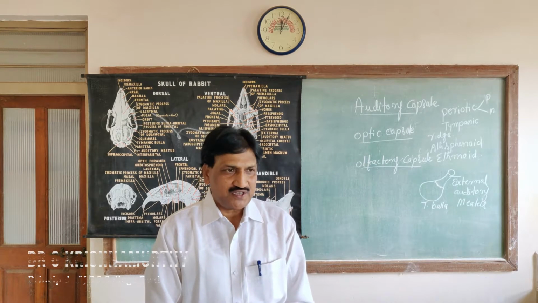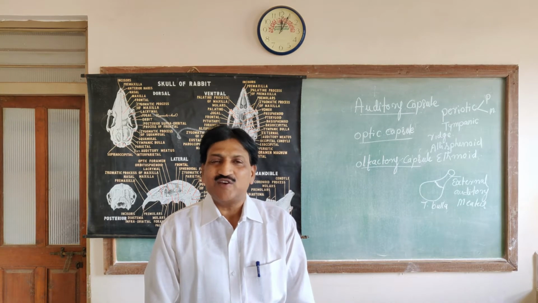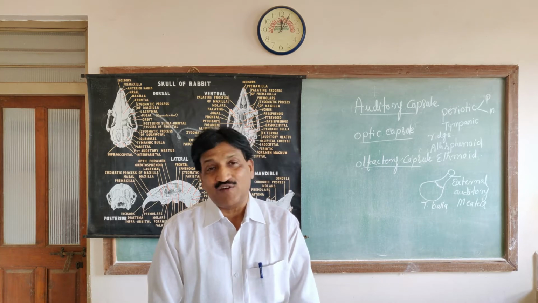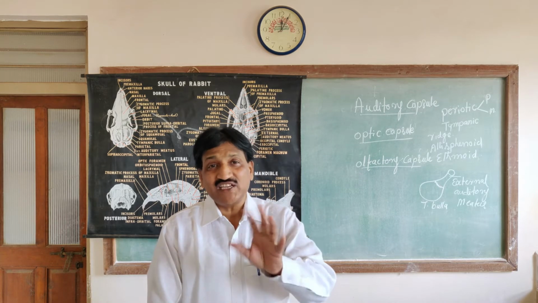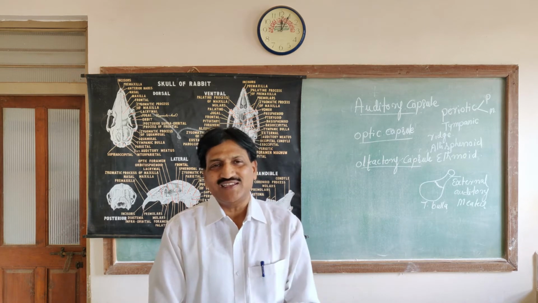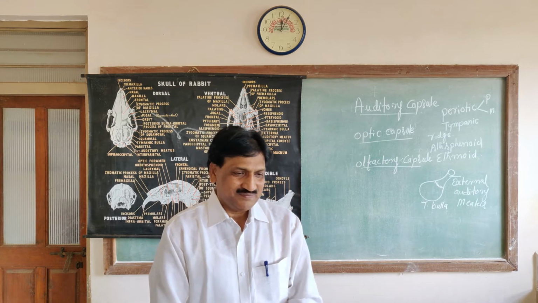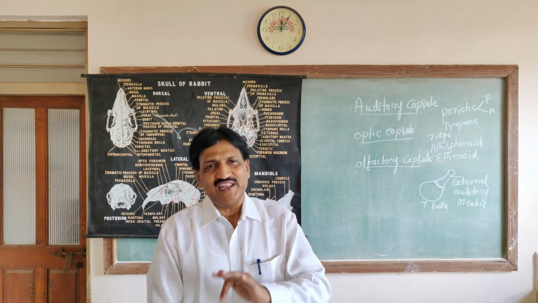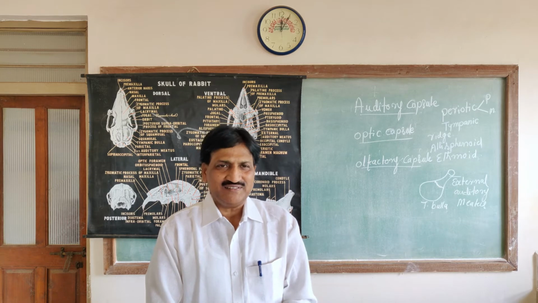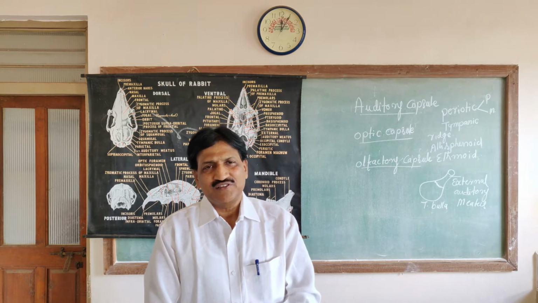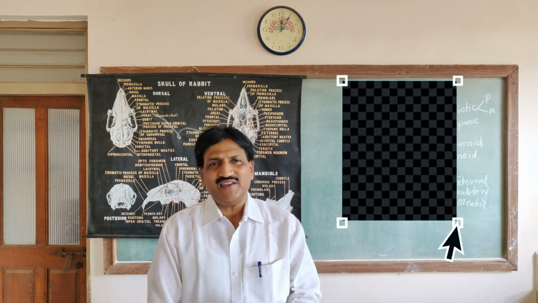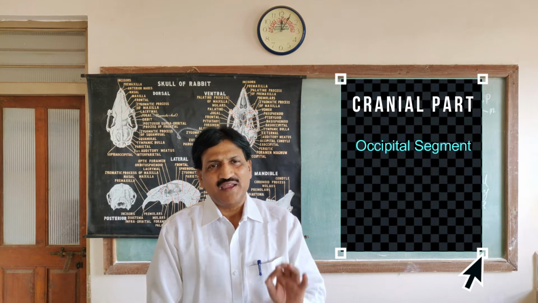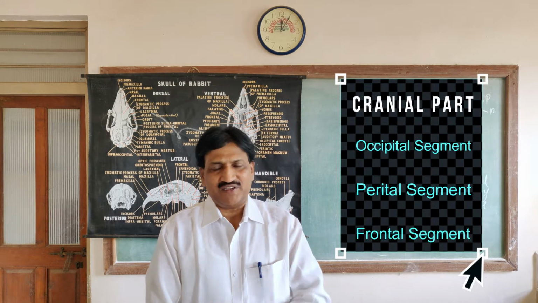In the last class, we studied the skull of rabbit. Not the complete skull, only a part of it. So once again I will repeat. The skull of rabbit has two parts, cranium as well as the facial. The cranium is made up of three segments, namely occipital segment, parietal segment, frontal segment.